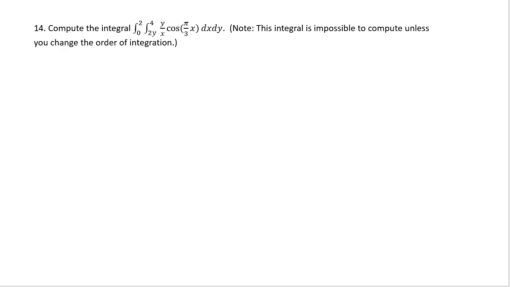How do you do this? Well, you first have to figure out the domain of integration. Without drawing the graph, it's impossible to change the order of integration. This is in dx dy, so you need to change that to dy dx.